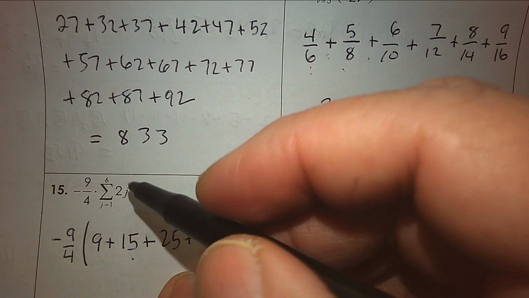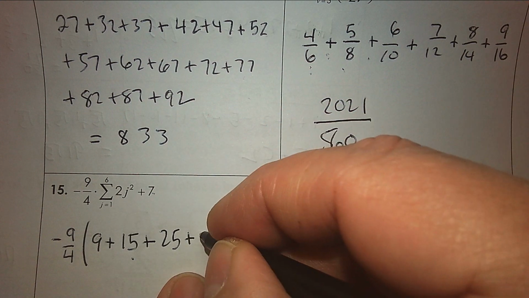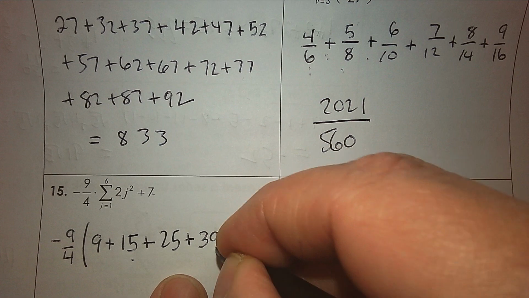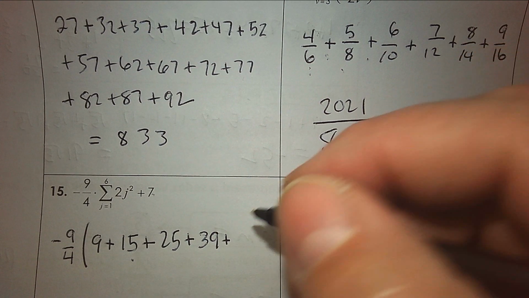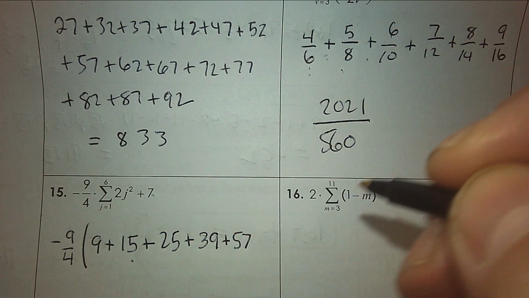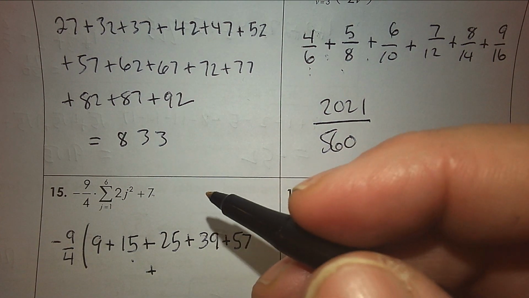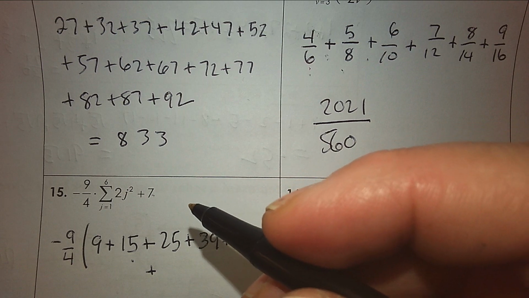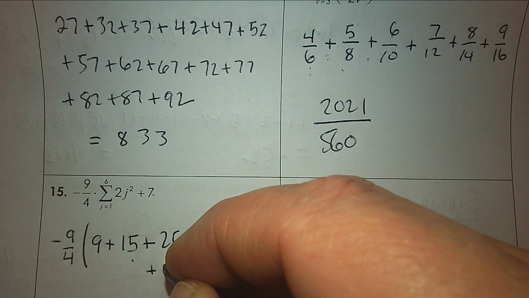Plug in 4. 16 times 2 is 32. And 7 more is 39. Plug in 5. That's going to be 50 and 7. And then we end here. 6. That's 36. Do you know how to double 36? 72. And then add 7.